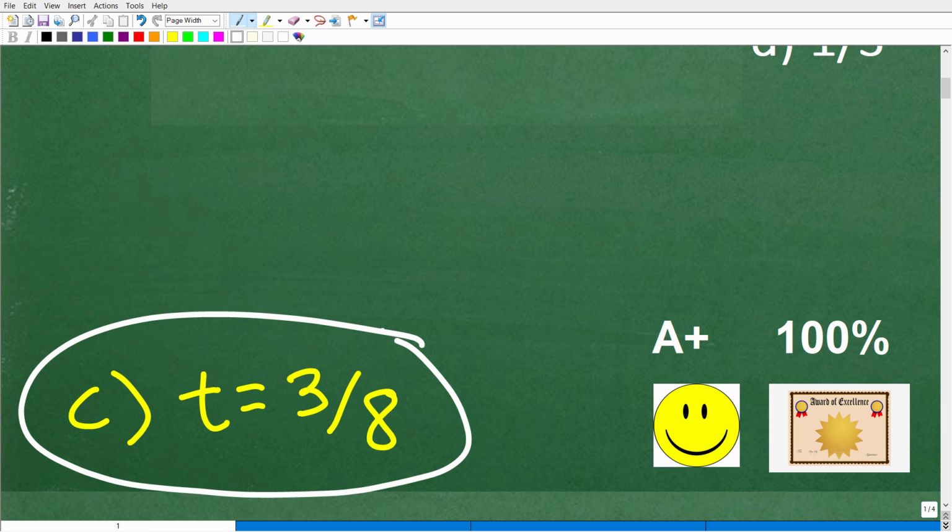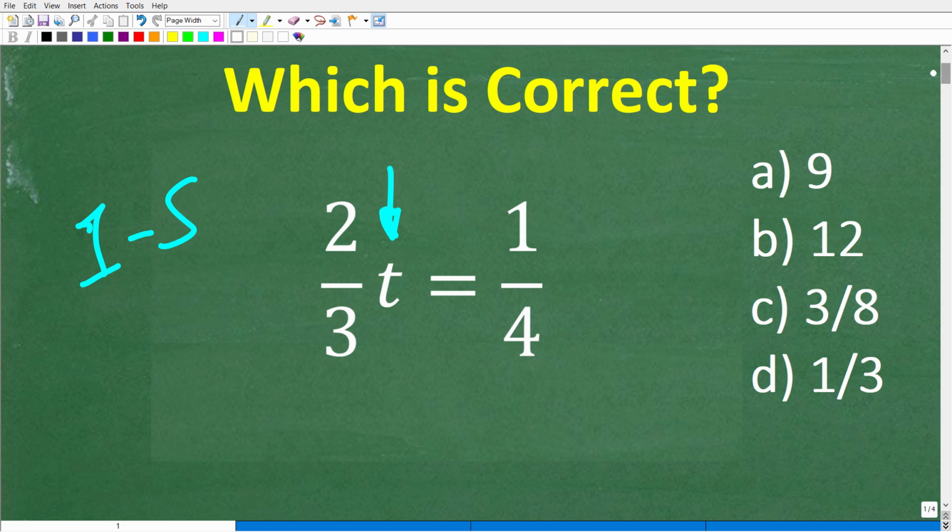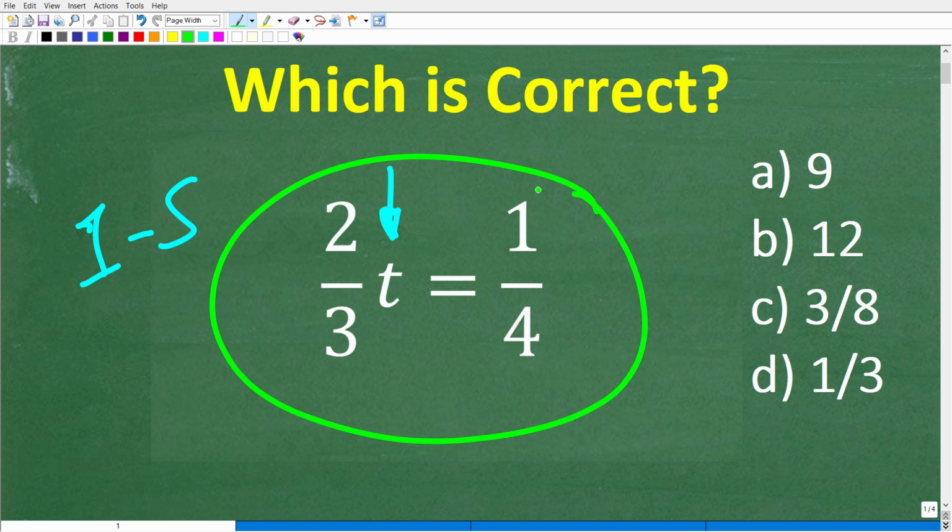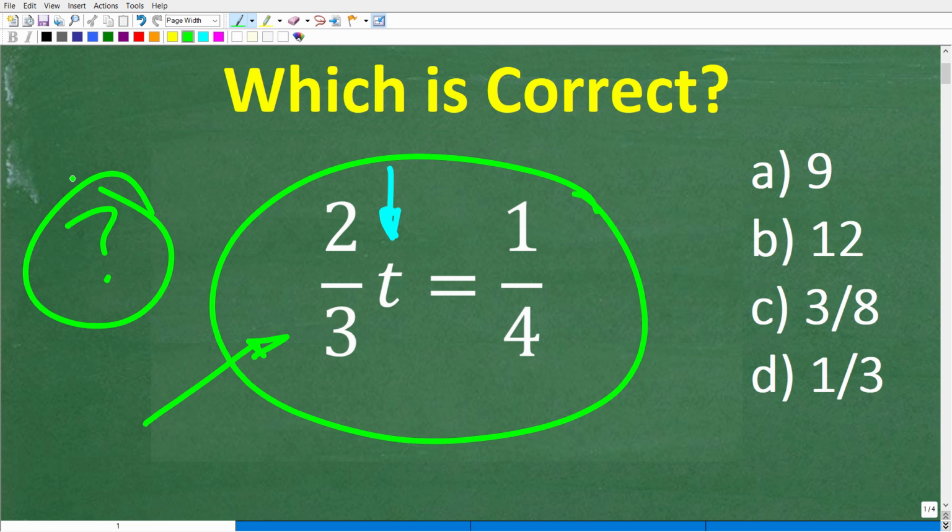All right, now if you got this right, you definitely get a happy face, an A plus, a 100%, and a certificate of excellence for being able to solve a basic one-step linear equation with a fraction coefficient. Matter of fact, you can brag to your friends and family that indeed you are a pro at this, and they'll be like, yeah, I don't understand what you're saying, but it sounds pretty cool. Leave me alone. I'm going to go back to my Netflix.